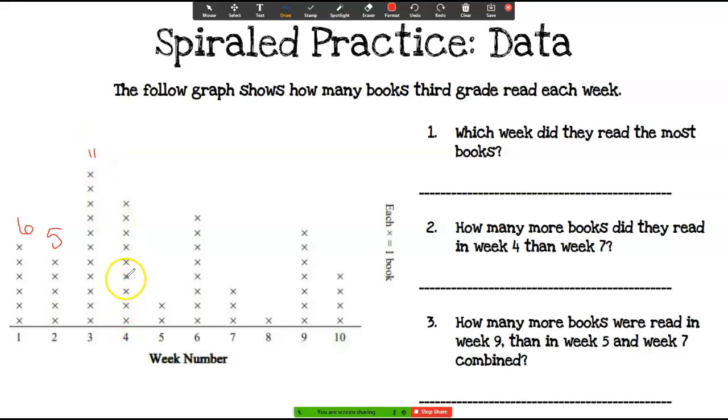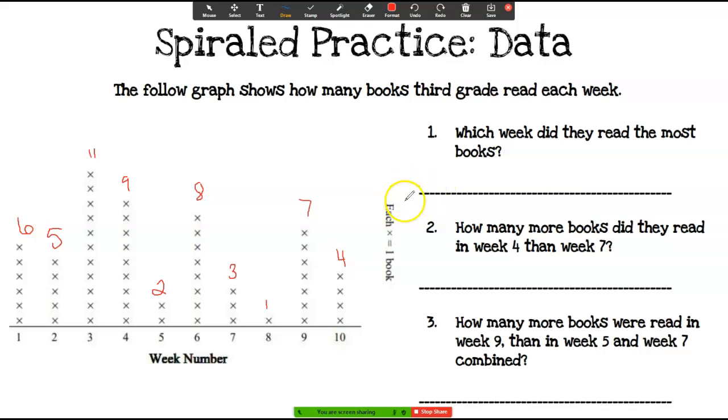1, 2, 3, 4, 5, 6, 7, 8, 9. 1, 2. 1, 2, 3, 4, 5, 6, 7, 8. 1, 2, 3. 1, 2, 3, 4, 5, 6, 7. 1, 2, 3, 4. Okay, so now I have all my numbers.